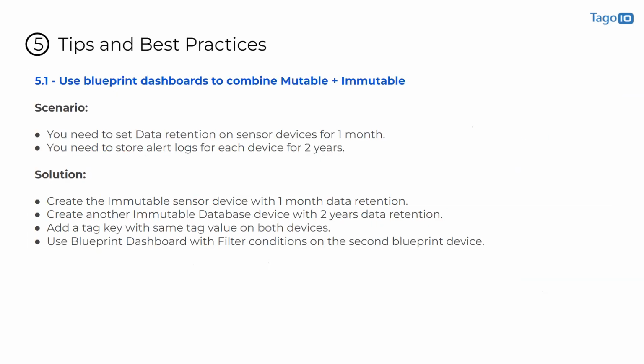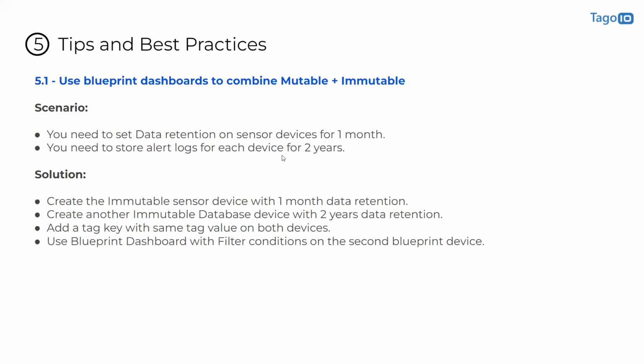Now I want to talk about some tips and best practices that I recommend to use. And from here, we will also be doing some live presentation on my account here, so you can see how this works. So for the first tip, I would say use the blueprint dashboard to combine the mutable plus the immutable bucket. So let's imagine this scenario. You need to set data retention on a sensor for 1 month, but you also need to store alert logs for the same device, but for 2 years. So you have here a scenario actually that you have 2 immutable devices.